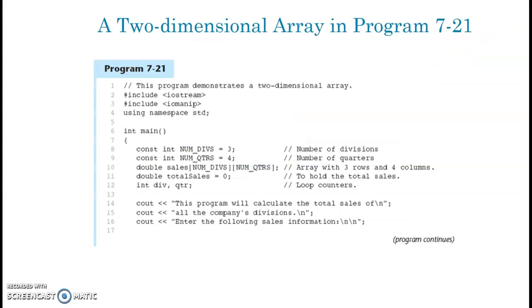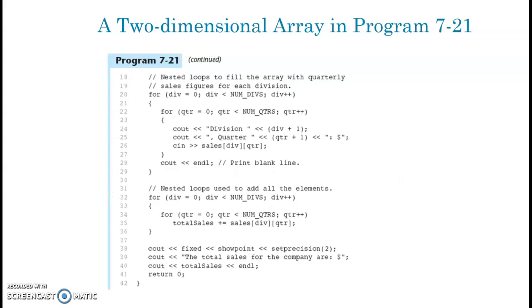So here we have a two-dimensional array called sums. It is a 3 by 4. This program will calculate the total sales for a company. And so this one's going to hold total sales. Here we can see that we're using a nested loop.